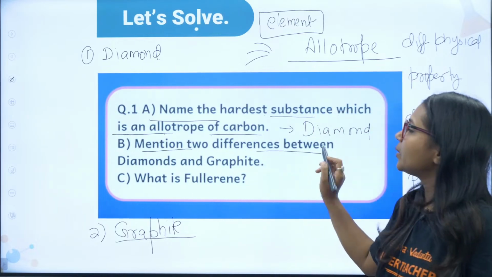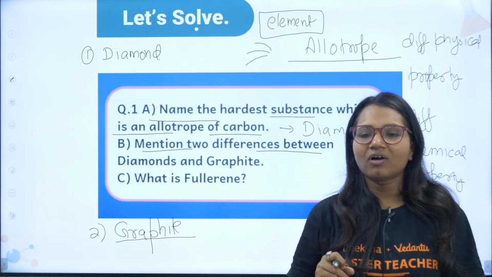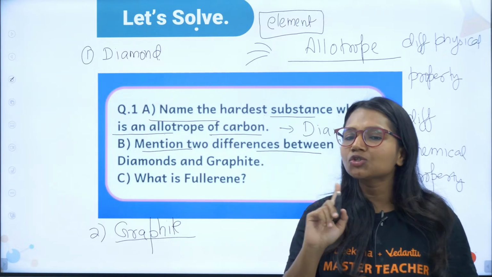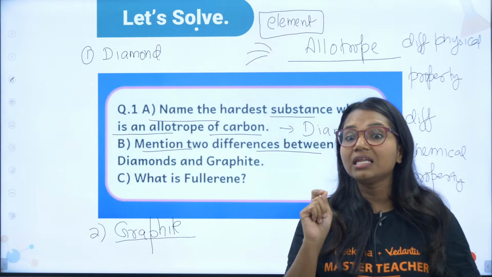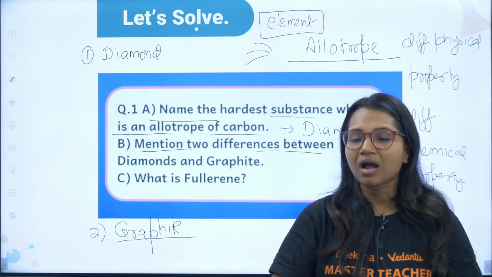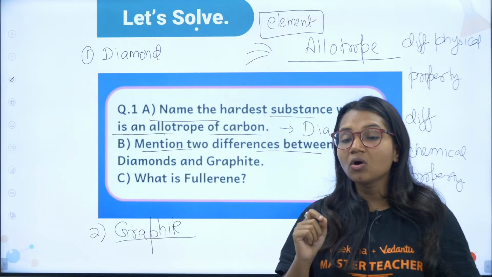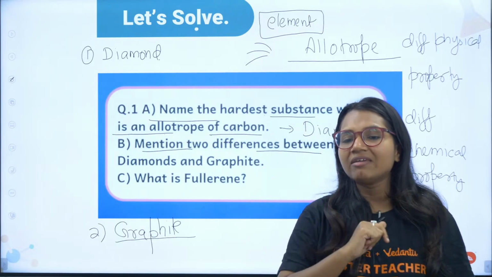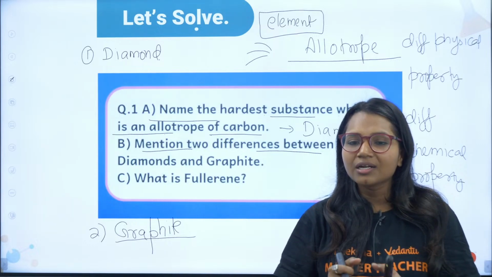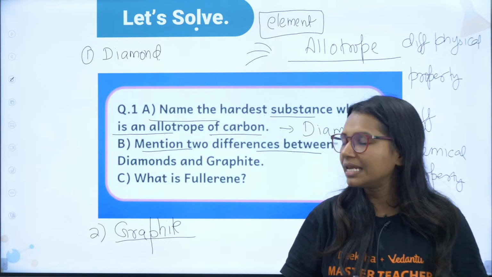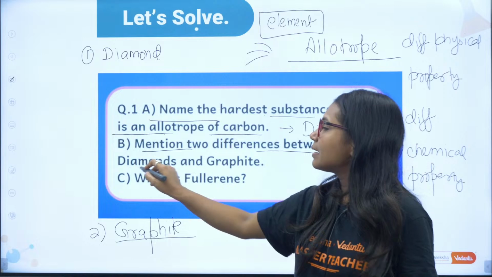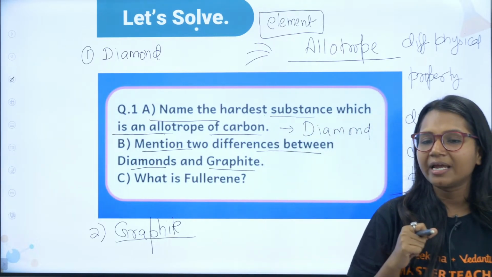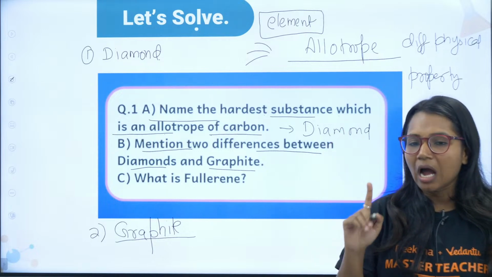Mention the difference between diamond and graphite. Quickly guys, tell me. No, graphite is not the answer for the hardest allotrope of carbon. Yes, very good. I'm very happy that you guys are engaging so much. Tell me, what is the difference between diamond and graphite? One difference you know now, right?